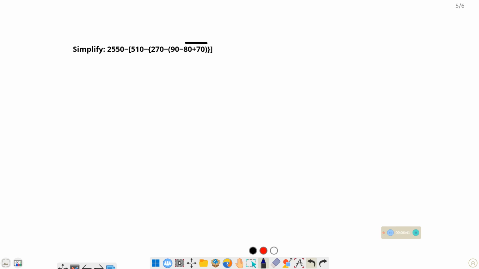Now let's try the next question. Simplify this expression. Always start solving the numbers under this line. So let's start doing it. So it is 80 plus 70. What is 80 plus 70? 150. Now our next, let's write it down. 2550 minus 510 minus 270 minus 90 minus 150.